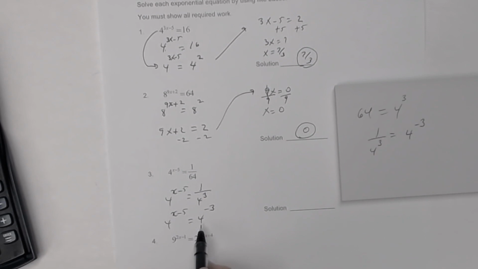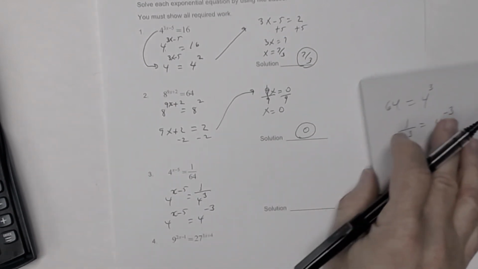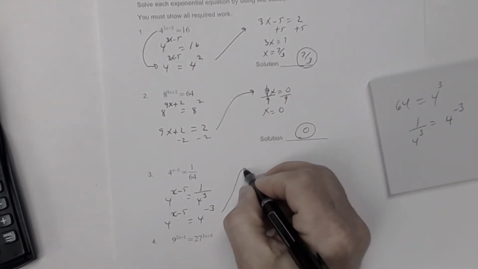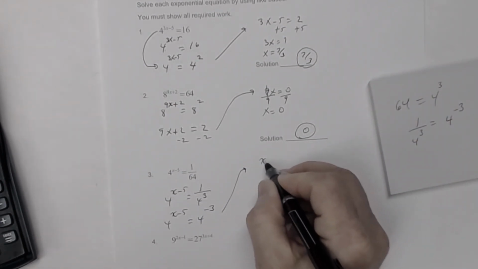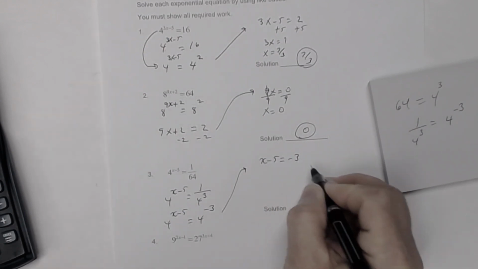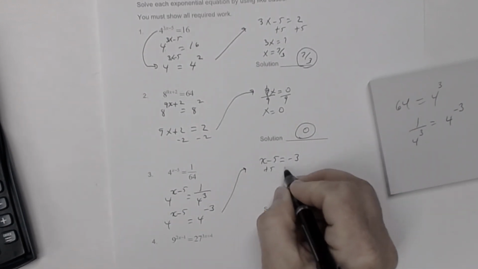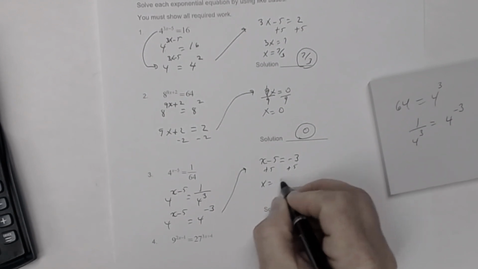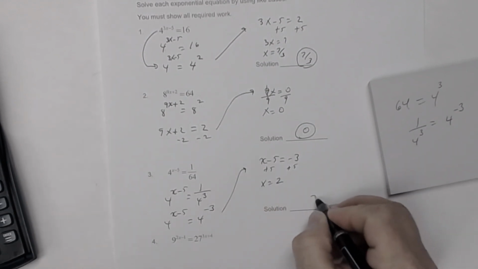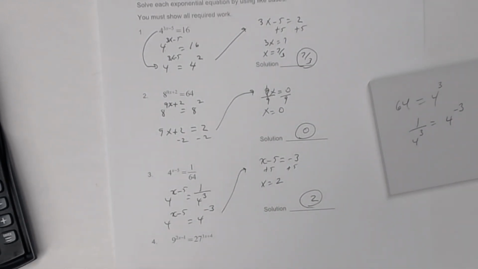And now we have the bases identical. So if the bases are equal, then the exponents have to be equal to each other. And so you get x minus 5 equals negative 3. Adding 5 to both sides, I get x equals negative 3 plus 5, which is 2. And there's your solution. x is 2.